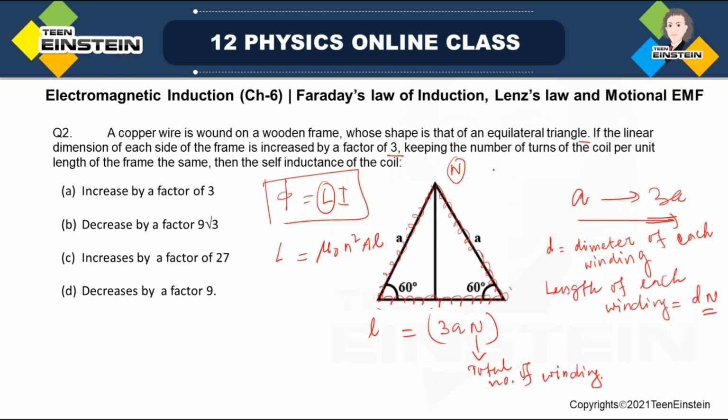The diameter is like this. I have N windings, and if the diameter of each winding is d, then we can write approximately dN. D into N is the length of the winding, that is, where the windings are. N windings are there, so the length of the winding itself is d into N.